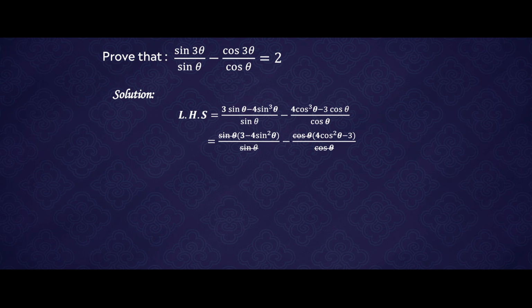Here also you can do that. So what is left on the top? We have 3 minus 4 sin square theta, then minus, we have minus here. We have to be very careful here. So open the bracket here, and then we are left with 4 cos square theta minus 3.